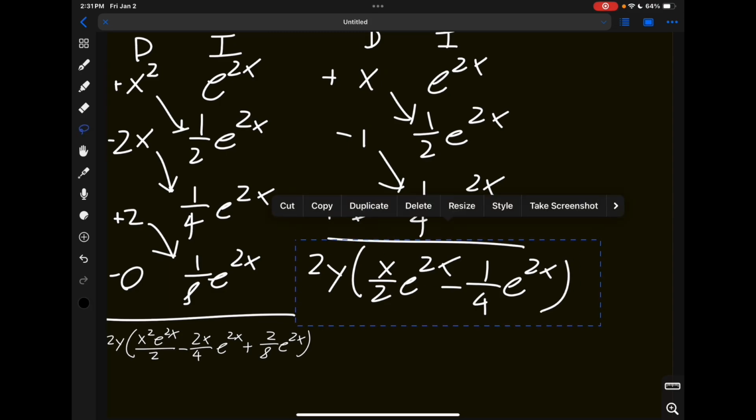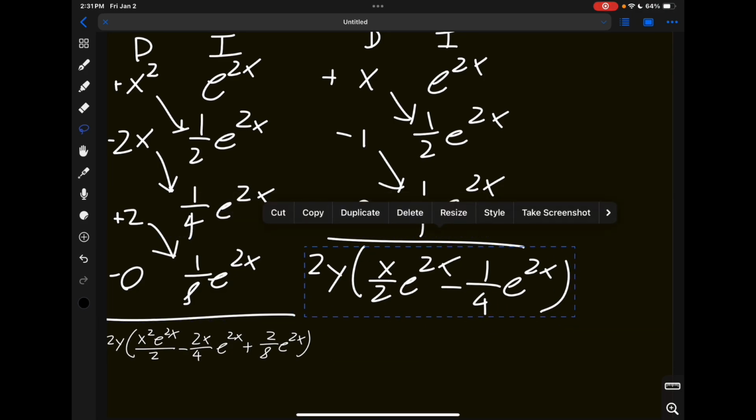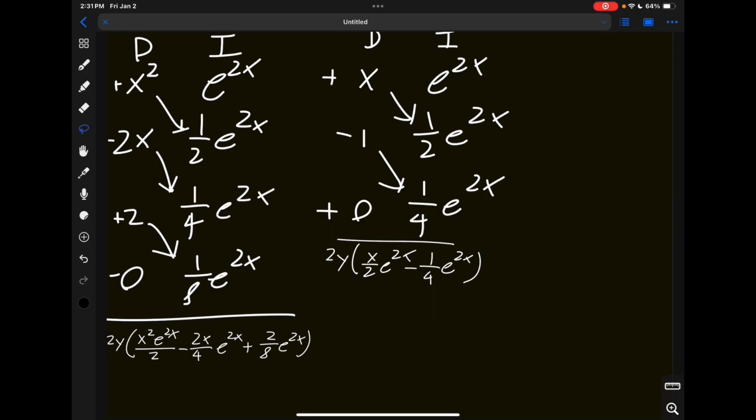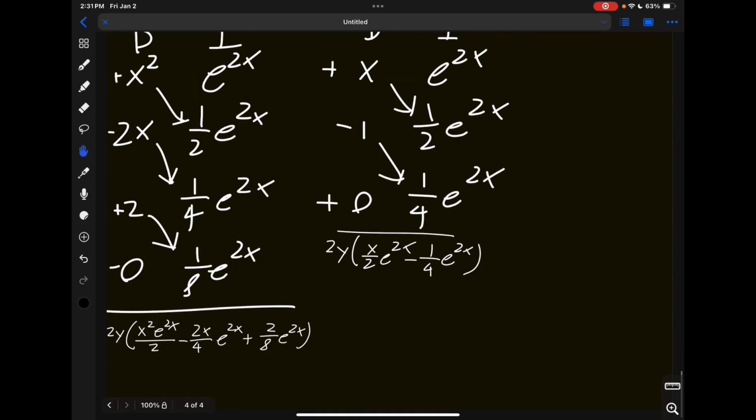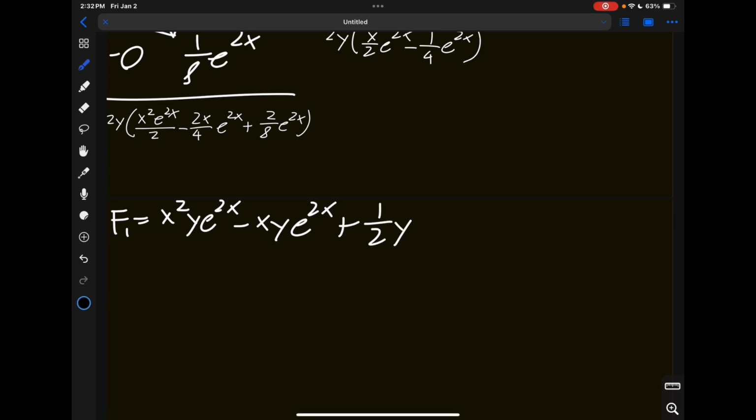Then we can solve for the f1. So our f1 is, if you see this first part of our integration, x squared y e to the 2x minus xy e to the 2x plus 1/2 y e to the 2x. So that's the first part.